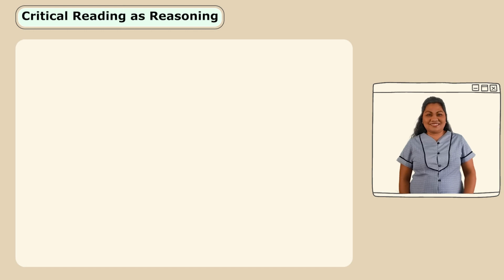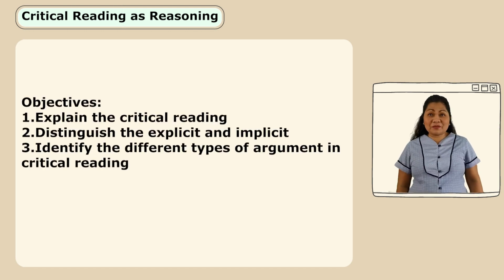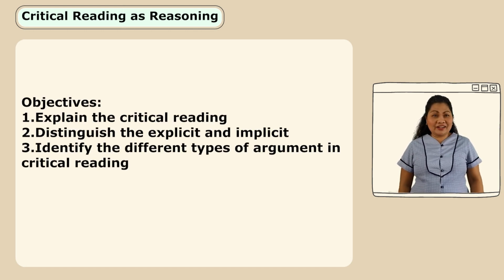This is Ma'am Angie. Our objectives for today are: first, explain the critical reading. Second, distinguish the explicit and the implicit. And then the last one, identify the different types of argument in critical reading.